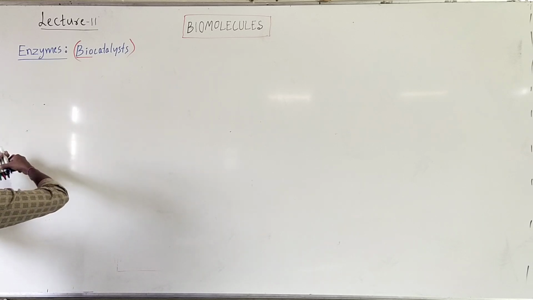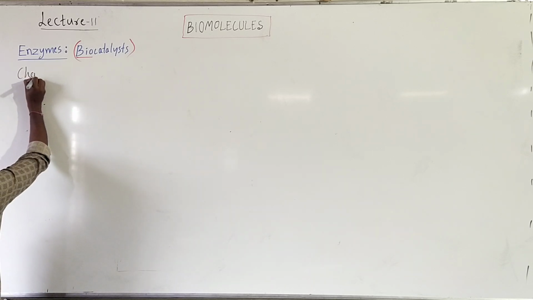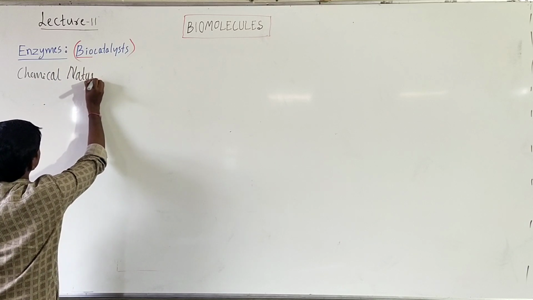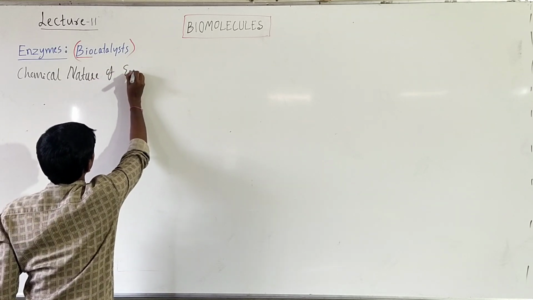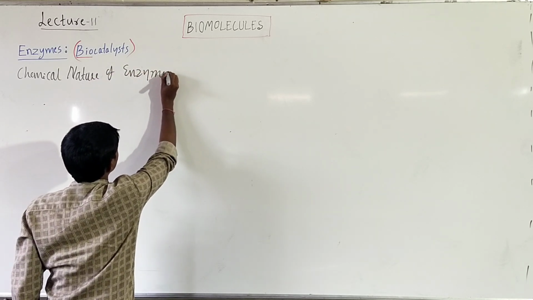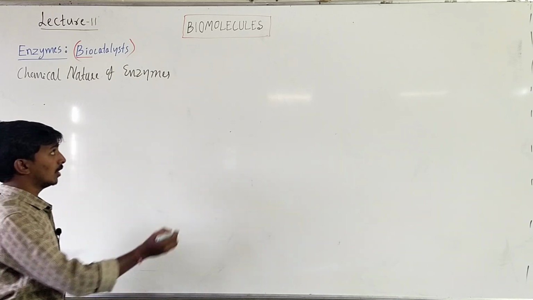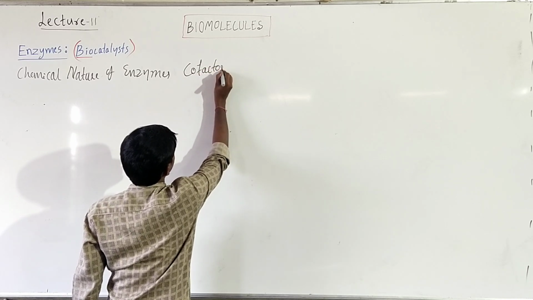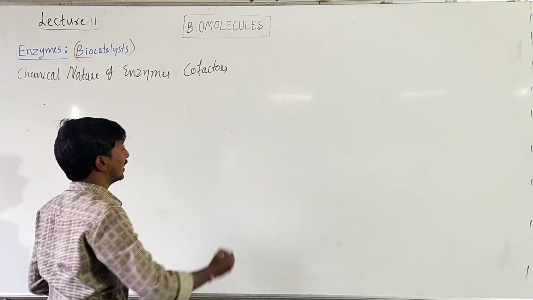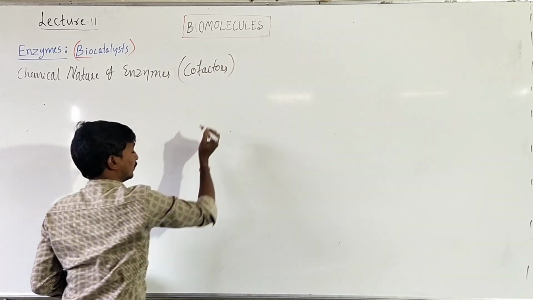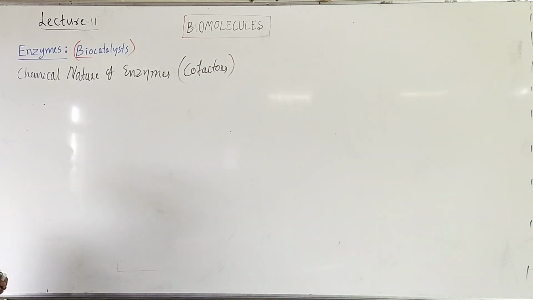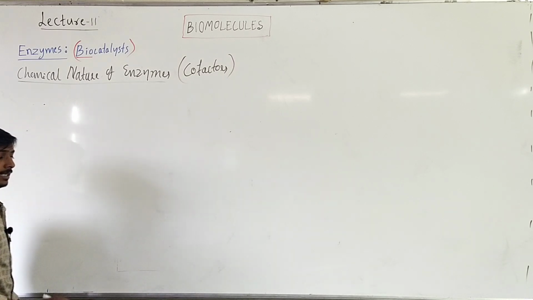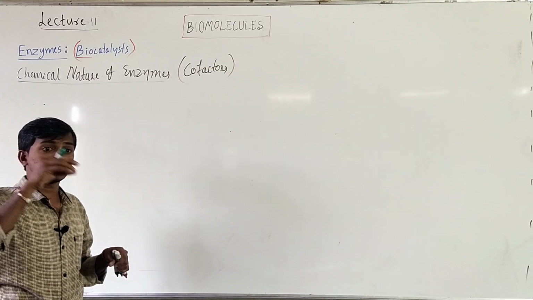The next concept we are going to deal with is the chemical nature of enzymes. In our textbook they have mentioned it at the end of the chapter as cofactors, but it's better if we discuss it at the beginning only. Chemical nature of enzyme means what chemically they are actually made of.